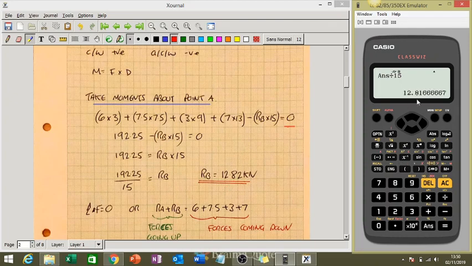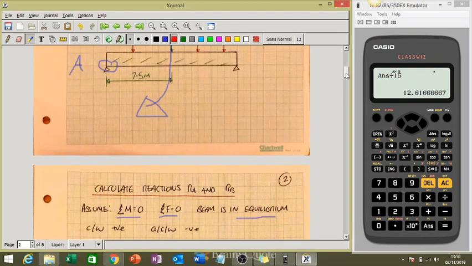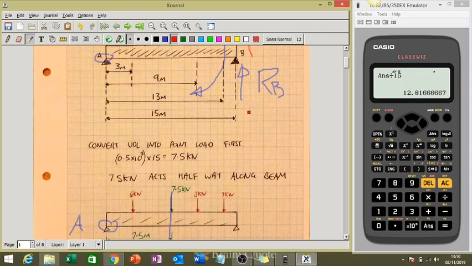RB is 12.81 kilonewtons. Don't forget, these forces are in kilonewtons, so make sure you put the units back in. So RB is 12.8, which means there's 12.8 coming up there.